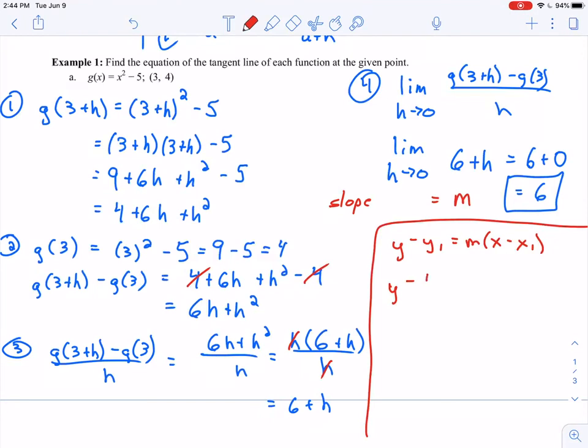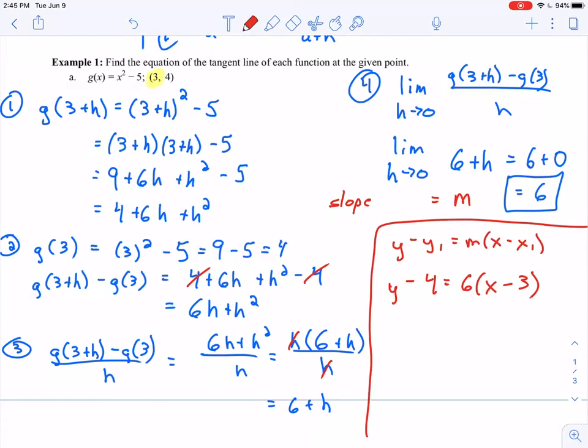So y minus 4 equals m. Well, that's the slope that we just found. That's m equals 6. So I'm going to plug 6 in. 6 times x minus x1. x1 is the x-coordinate of the point that we have, which right here is just 3. And there we go, y minus 4 equals 6 times the quantity x minus 3.